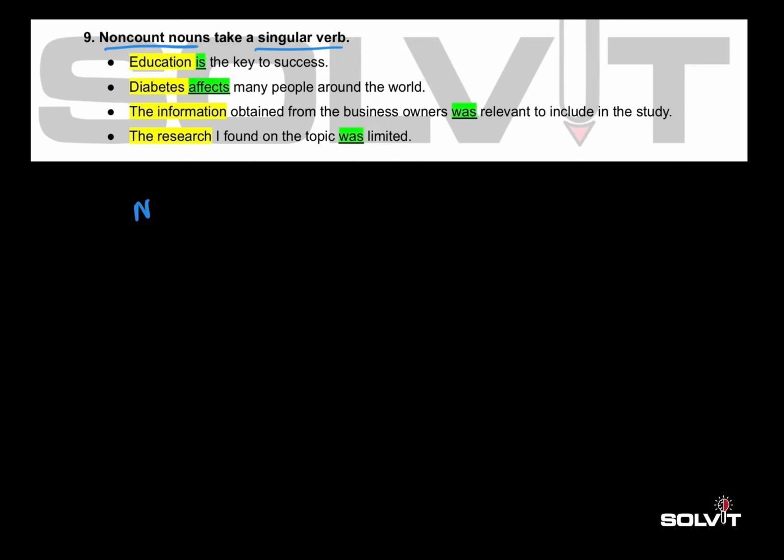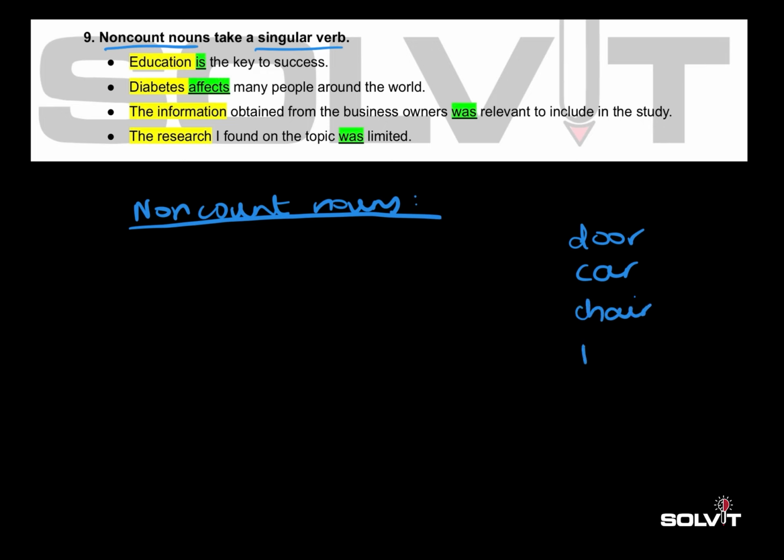So let's try and understand what non-count nouns are. Firstly, there are some types of nouns that can be counted, and there are some types of nouns that cannot be counted. For example, a noun that can be counted: door, car, chair, pen. Basically, anything that can be counted is a countable noun. But then there are non-count nouns that don't have a specific amount. They can never be counted.